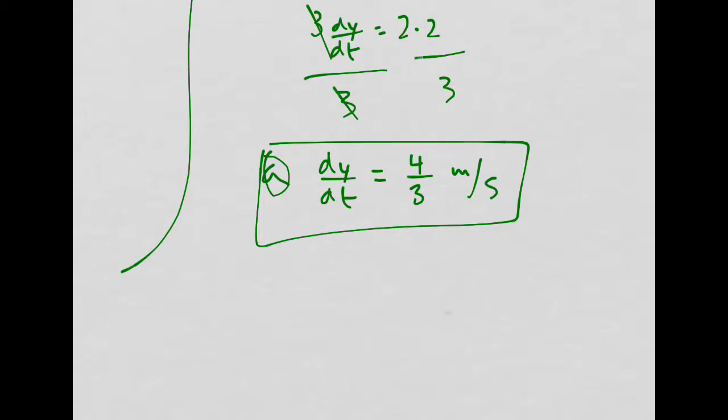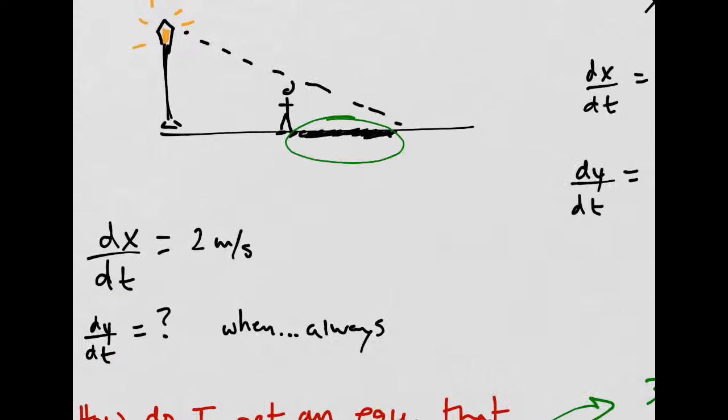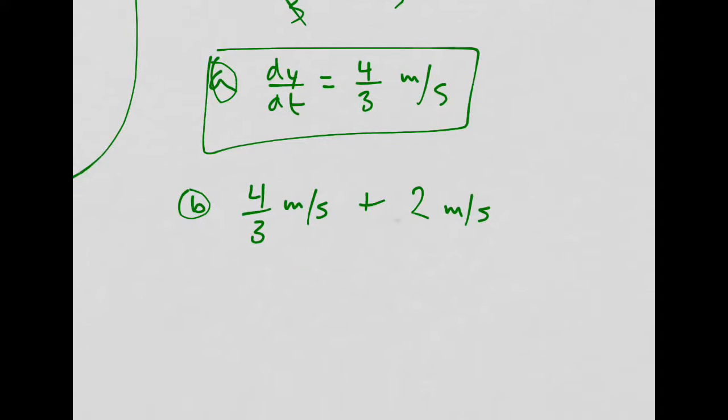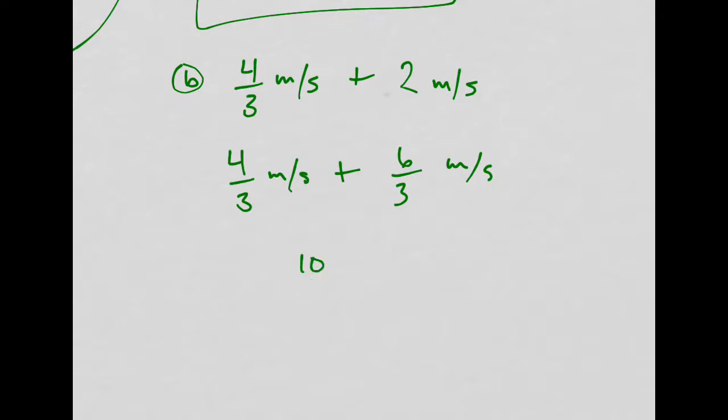So part B is just 4/3 meters per second plus 2 meters per second. And that's just 4/3 meters per second plus 6 over 3. I don't know why I keep writing meters per second. Maybe it's just a habit. 10 over 3 meters per second. That's just about 3.3 repeating meters per second.